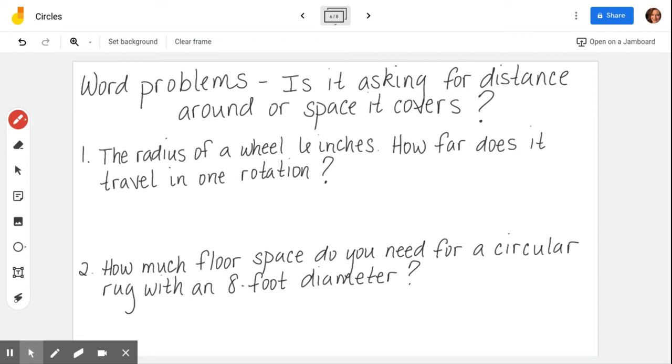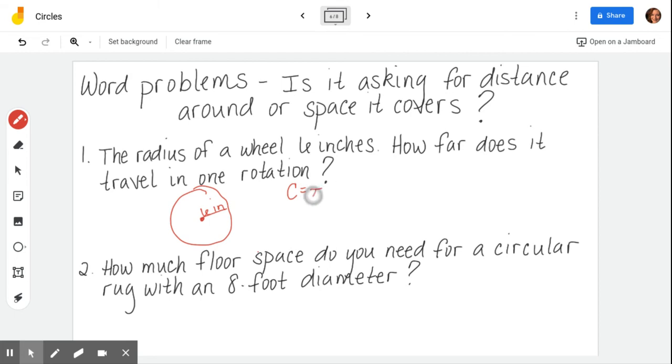So number 1, the radius of a wheel is 6 inches. Sometimes on word problems, it helps me to see what I'm doing. So I'm just going to quickly sketch a circle here. The radius, halfway across, is 6 inches. How far does it travel in one rotation? Well, when a wheel moves, it spins, right? It goes around. So if we're looking at distance and we're talking about going around, that's the circumference. So what I'm really asking for here is the circumference of that circle.